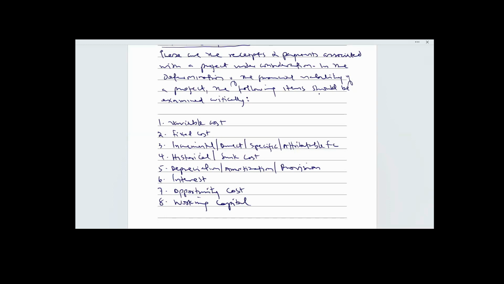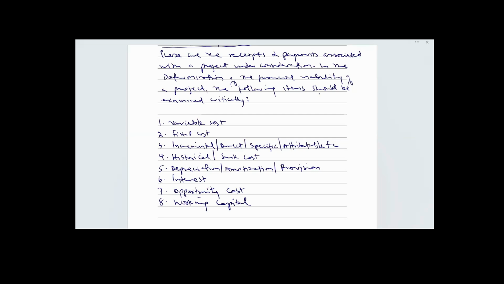There are three different ways in which an examiner can test fixed cost in a question. If the examiner paints a scenario and you are given fixed cost, say for example, fixed cost 10,000, with no further information, you should know that that 10,000 is irrelevant. You have to ignore it.